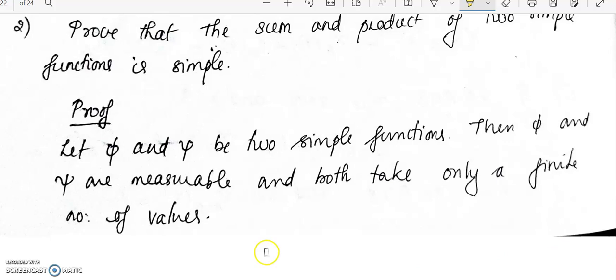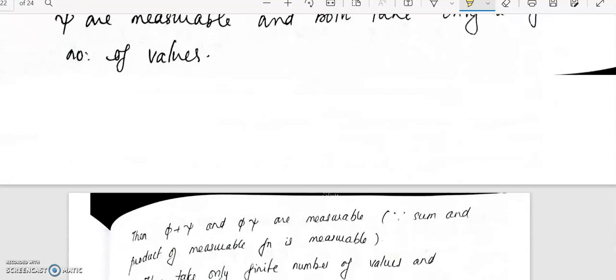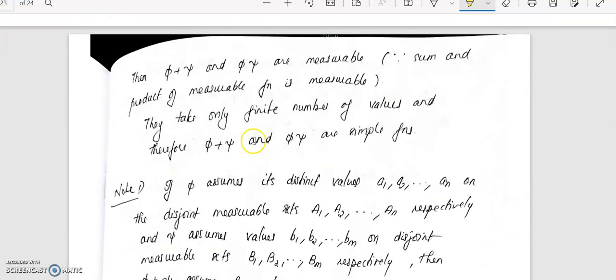So phi and psi are measurable, and they take only a finite number of values. So phi plus psi and phi into psi are measurable, since the sum and product of measurable functions is measurable. They take only a finite number of values. Therefore we can conclude that they are simple functions.